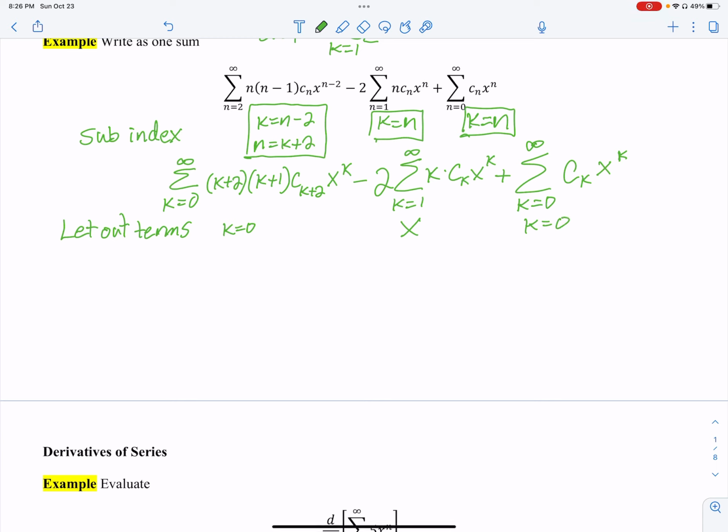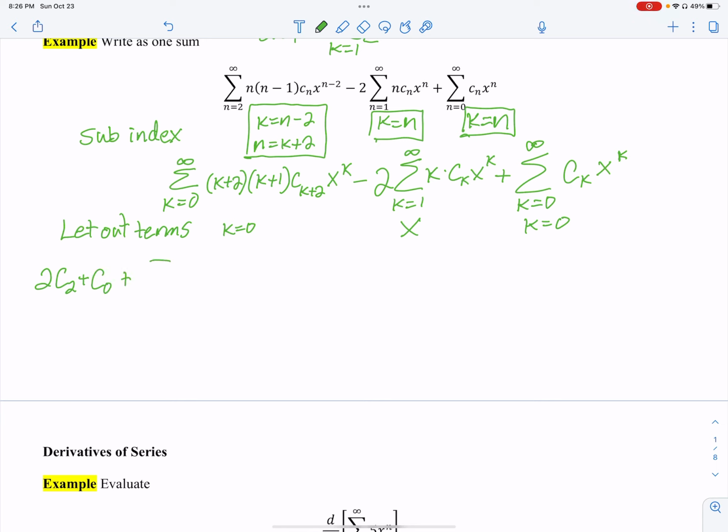All right, so we get, if I let that first one be 0, I get 2 times 1. So that's 2c2. X to the 0 is gone, so I'm not going to write that. That was k equals 0 for the first term. The middle summation, I'm not doing anything. Third summation, I'm letting out k equals 0. So I get plus c0, and then x to the 0 is 1. So I'm going to leave that alone.